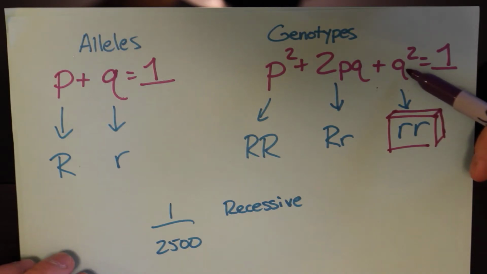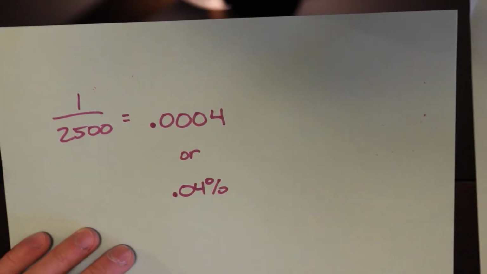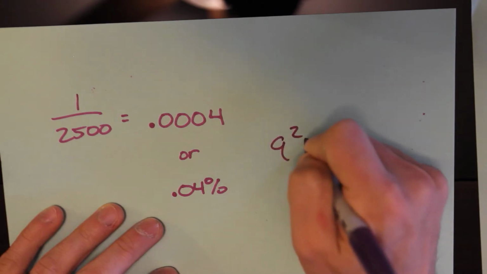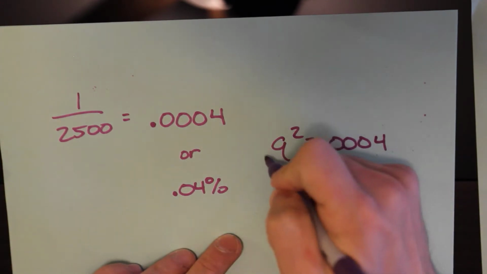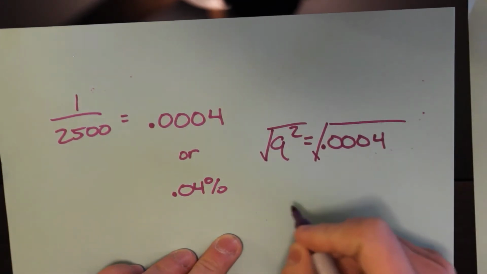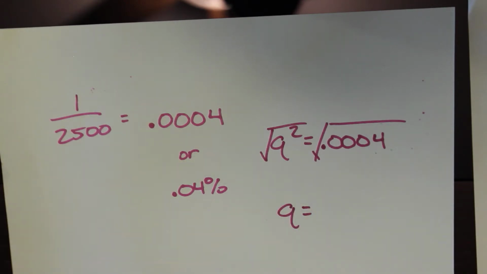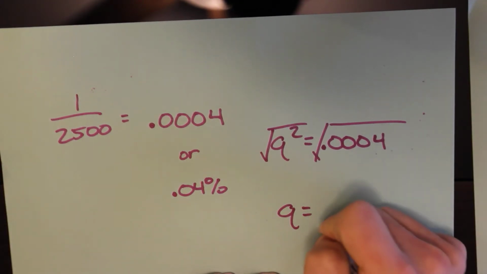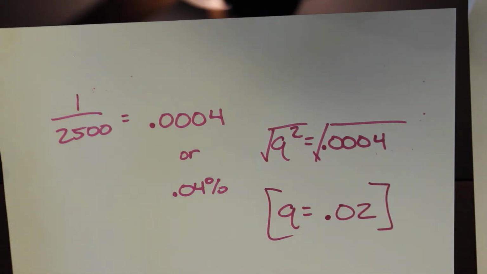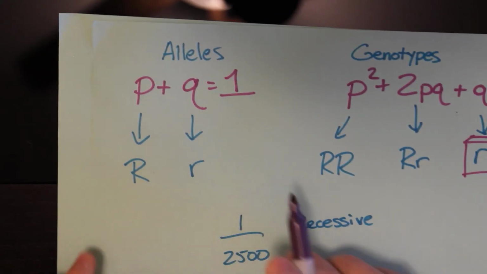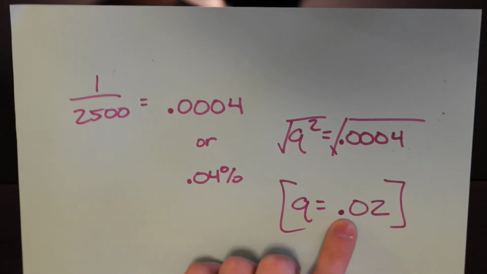Little r stands for our q squared. So that gives us that q squared equals 0.0004. If we want to solve for q, we're just going to take the square root of each side. So we take the square root of 0.0004, and when I do that, I get 0.02 for q. All right, so that's part A right there, guys. That's our answer. The frequency of the recessive allele, that's q. Remember, these are our alleles. That's our recessive allele. So we know q is 0.02.